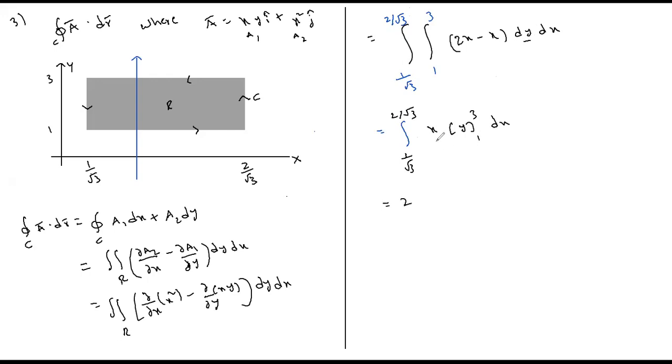This is 2 times. What is integration of x? Integration of x with respect to x is x square by 2 with the limits from 1 by root 3 to 2 by root 3. 2 gets cancelled. Upper limit is going to be 4 by 3 minus lower limit is going to be 1 by 3. So answer is going to be 1. Is this clear? Yes, sir. Okay, so again we applied Green's theorem because it is a simple closed curve in the xy plane. Okay, so let us move on to the fourth problem.